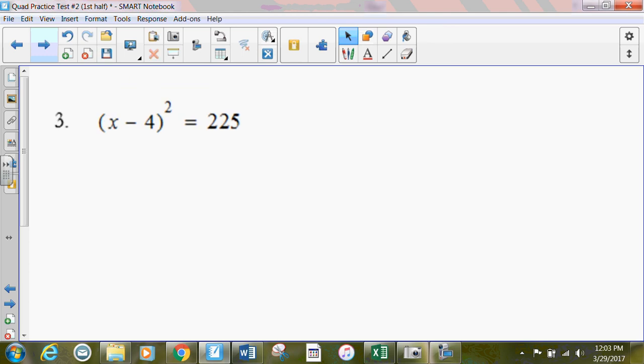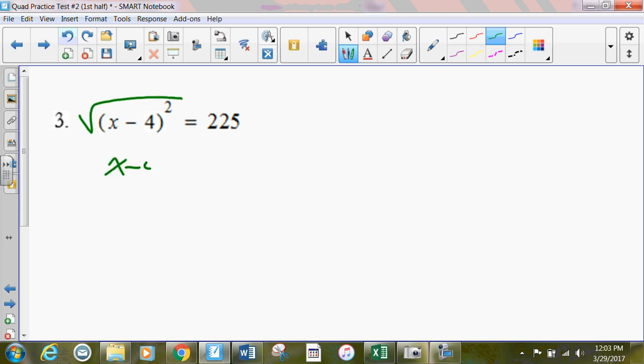Okay, here I've got x minus 4, this whole thing is being squared. So I can go straight to getting rid of this square. So I'm going to go ahead and take the square root. See how if I take the square root of this, the square goes away to end up with x minus 4. And if I take the square root of one side, I have to take the square root of the other and put the plus or minus in front. If I put the square root of 225 in my calculator, I'm going to get 15.